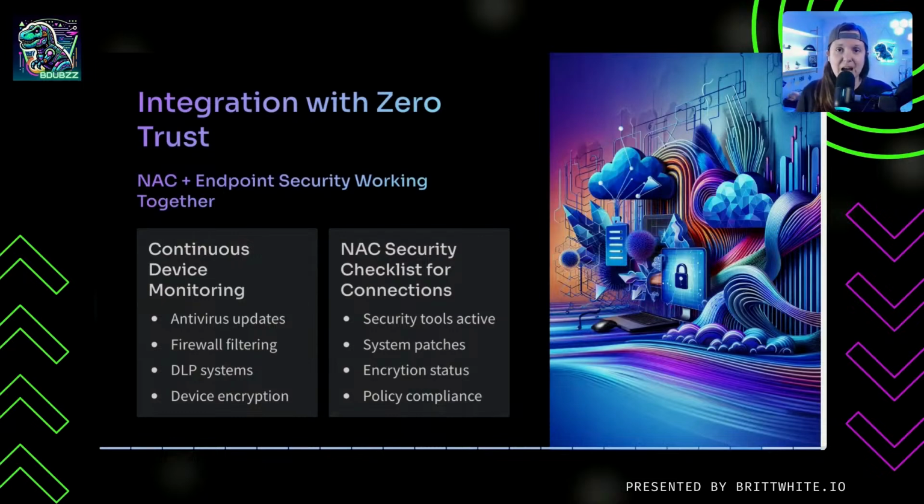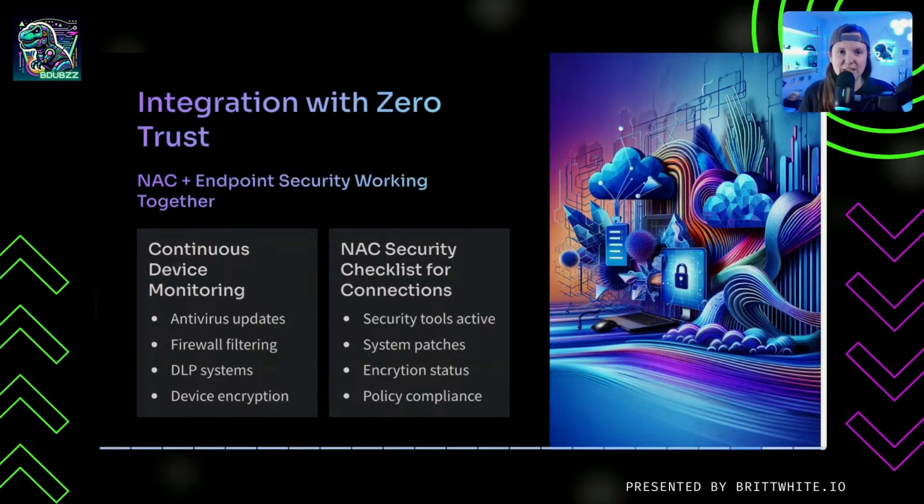Think of it this way: NAC acts like a strict bouncer at a club, while endpoint security is your personal bodyguard. I'll explain this using an example of a remote worker's laptop. First, endpoint security continuously watches over the device. It makes sure the antivirus is always up to date and running. The firewall is filtering all network traffic. DLP systems are preventing any data leaks, and device encryption stays enabled. It's like having a security guard that never sleeps.